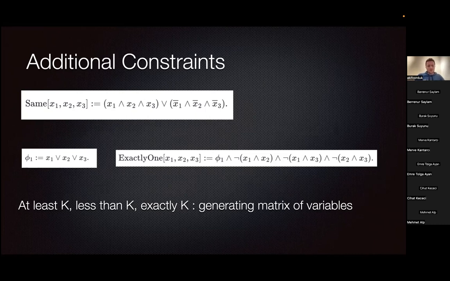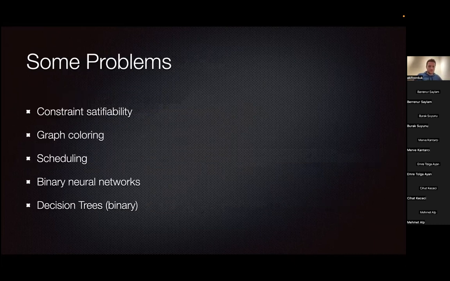There are many more, but just to give you an example, at least k or less than k or exactly k amount of them should be the same or should be true. Then here you generate a matrix of variables, so it can't be simply generated with k variables, but you need to create a matrix of variables to represent those kinds of equations. If anybody is interested, I can show you the references for doing that, but I will skip that.